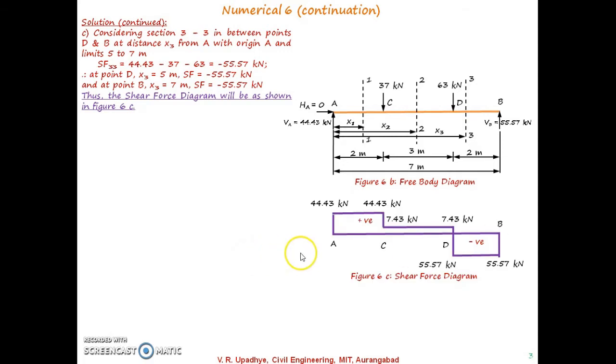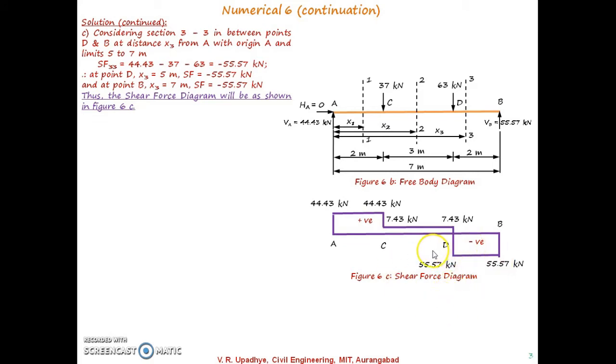So over here, it is drawn in figure 6C as a shear force diagram. And if you observe, from A to D it is positive, and again at D, with section 2-2, it gives us 7.43 kilonewton positive, and with the 63 kilonewton load, if we go beyond D, then that shear force becomes negative, minus 55.57 kilonewton.